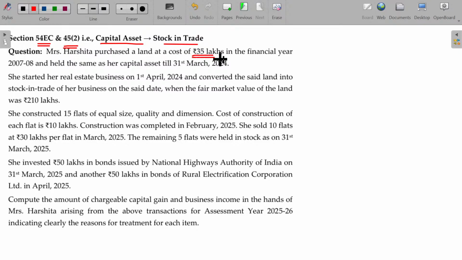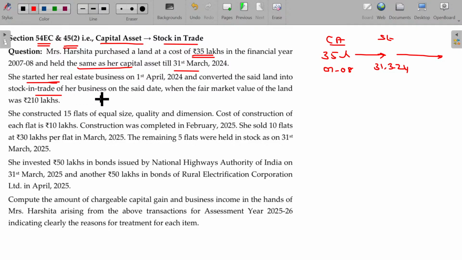Harshita purchased a land at a cost of rupees 35 lakhs in the financial year 2007-8 and held it as a capital asset till 31st March 2024. Thereafter, it is converted into stock in trade. She started her real estate business on 1st April 24 and converted the said land into stock in trade of her business on the said date, when the fair market value was 210 lakhs.